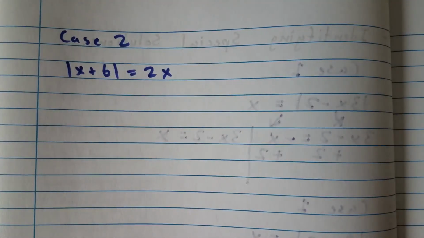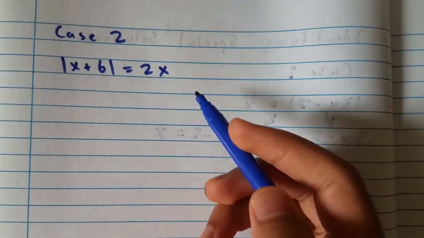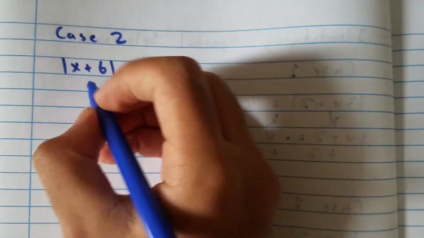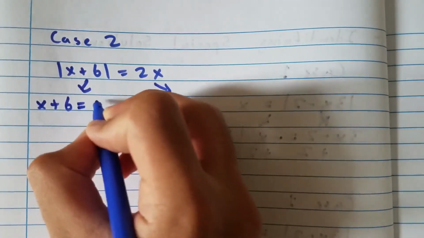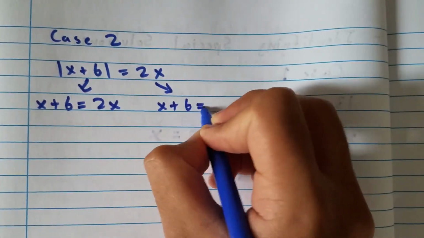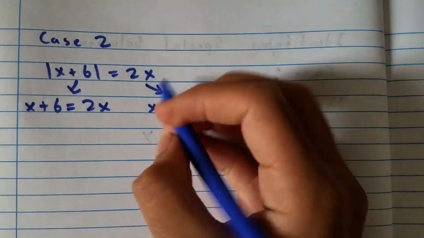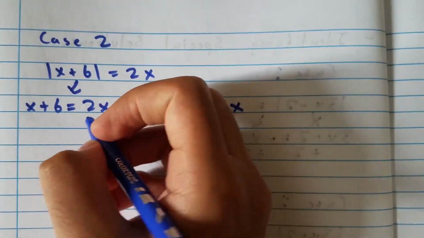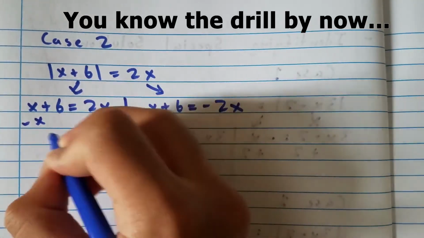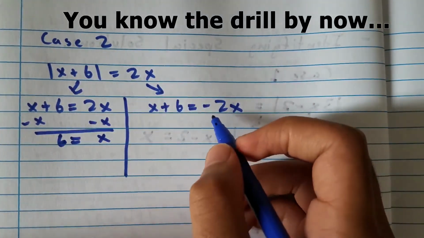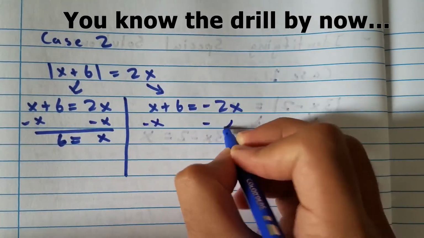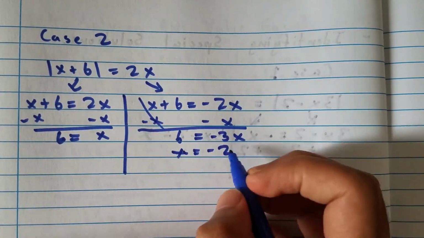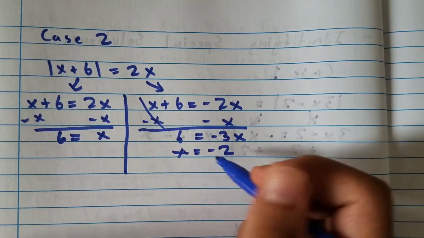Let's look at case 2 now, which says that the absolute value of x plus 6 equals 2x. So same, we apply the properties of absolute values, and we get that x plus 6 equals 2x and x plus 6 equals negative 2x. So then we just solve these two equations and check if the solutions are correct. So supposedly these are the two solutions. Let's check if they're correct.